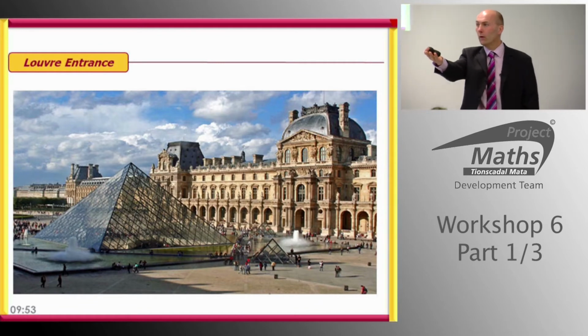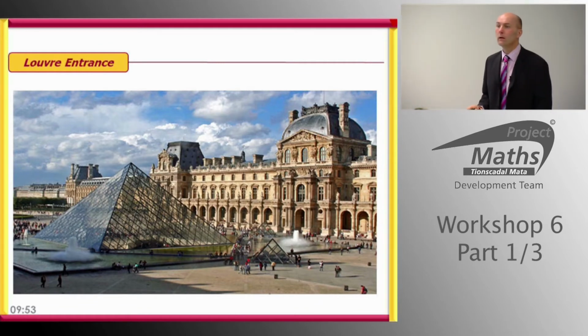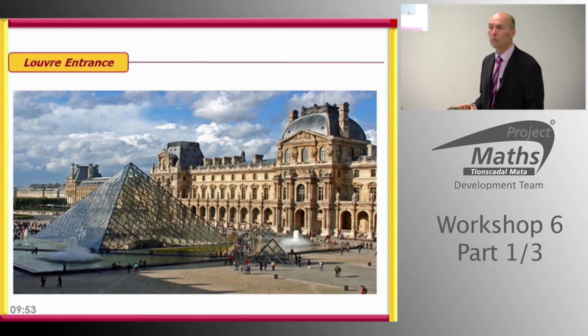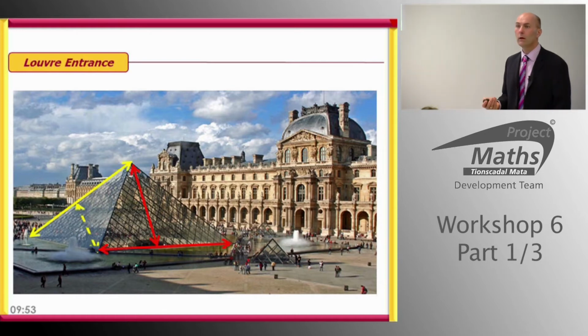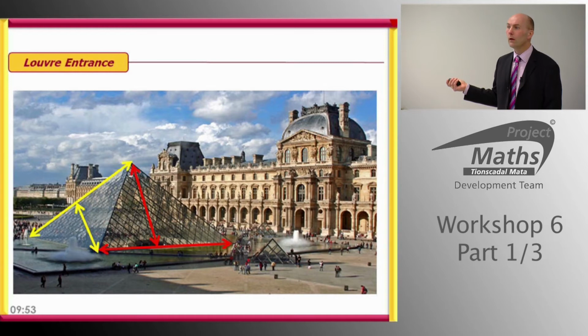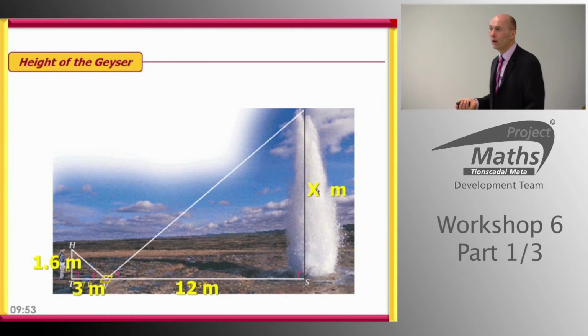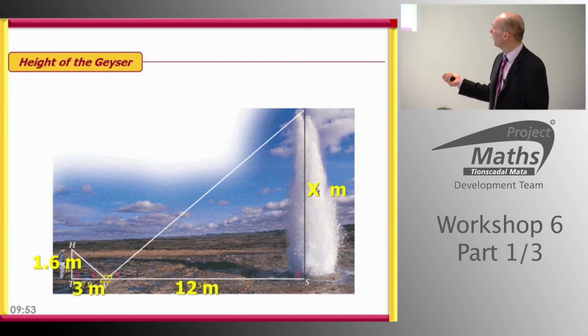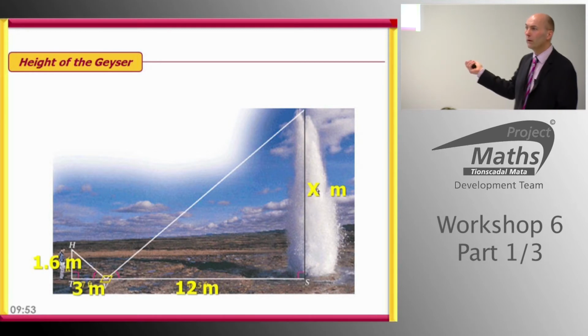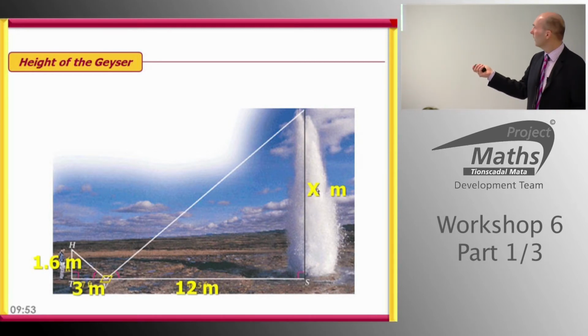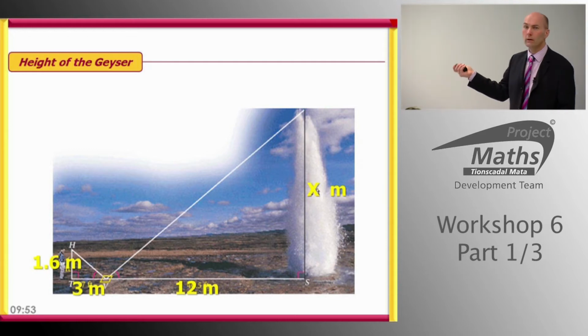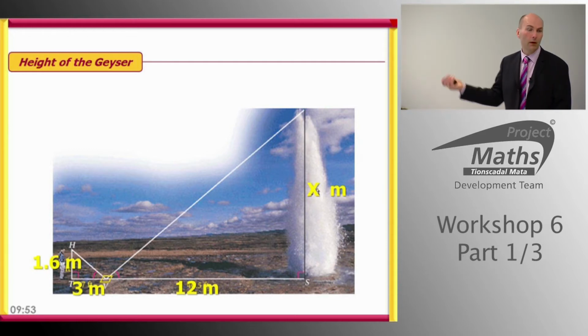Here we have the Louvre. What do we say about the Louvre? The base times the height does not depend on the choice of base. Is that fair enough? And here we have a man looking down at a mirror, finding the height. So what do we have here? The triangles are similar. Now that's quite nice.